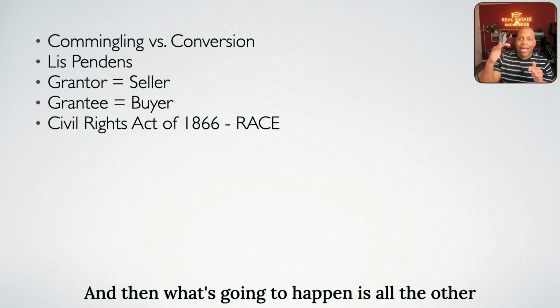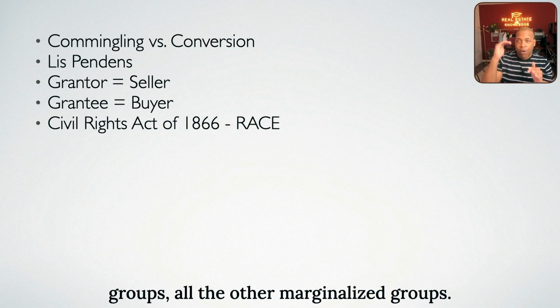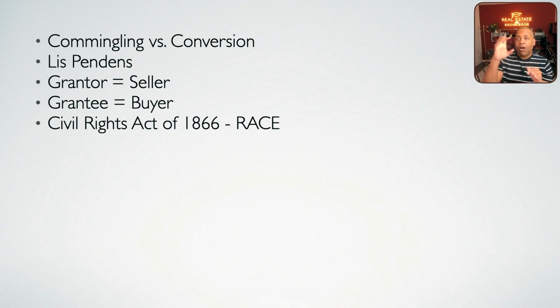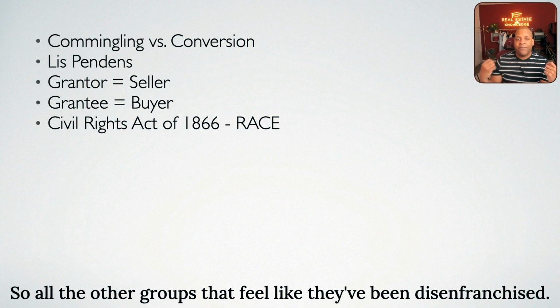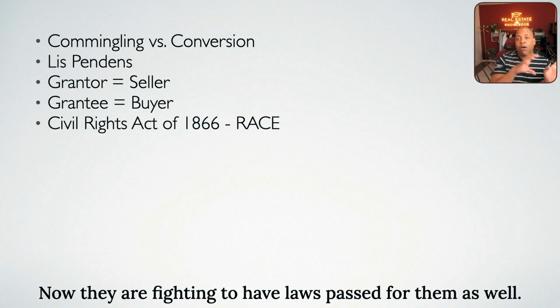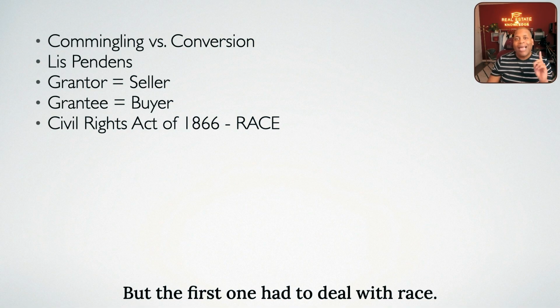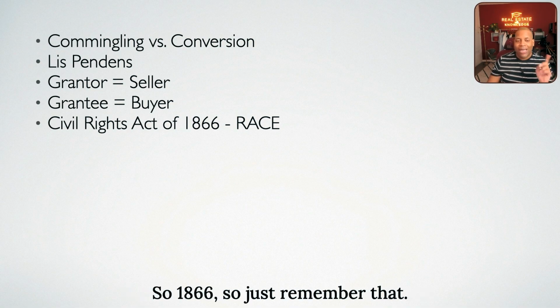Then all the other marginalized groups are going to have their laws passed: women, disabilities. All the other groups that feel they've been disenfranchised are now fighting to have laws passed for them as well. Okay. But the first one had to deal with race. So 1866, just remember that.